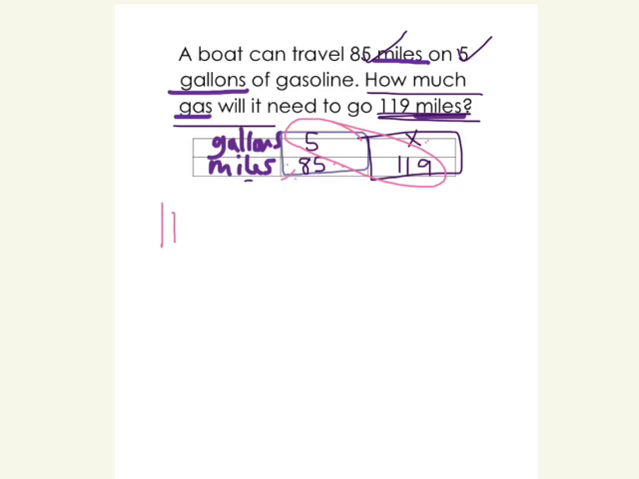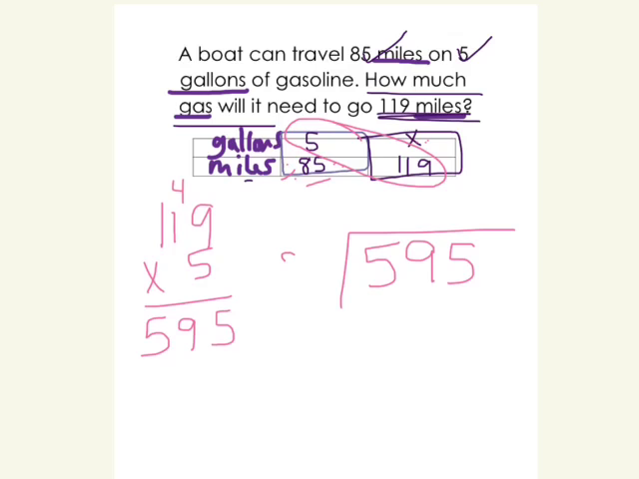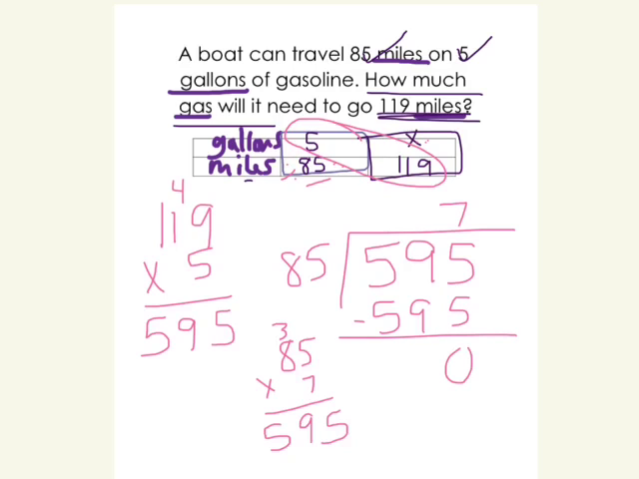So first I'm going to multiply 119 times 5. 595, and now I'm going to divide by my extra number, 85. 595 divided by 85. Let's see how many times 85 will go in. 85 times 7. Oh, perfect. 7 times, and I get 595. So, 7 is my answer.